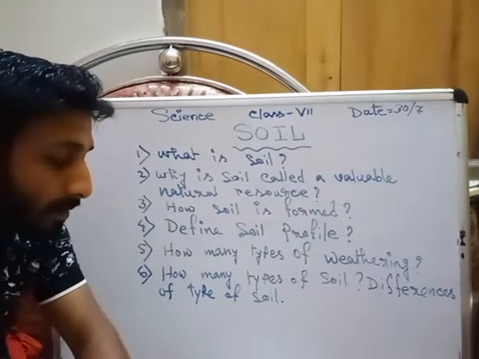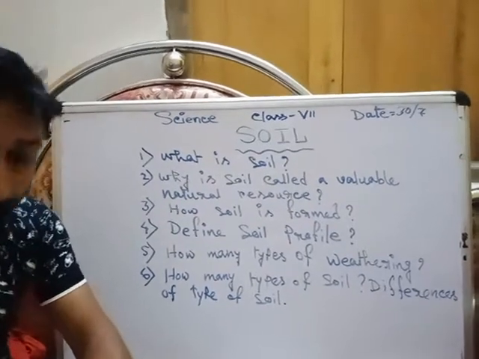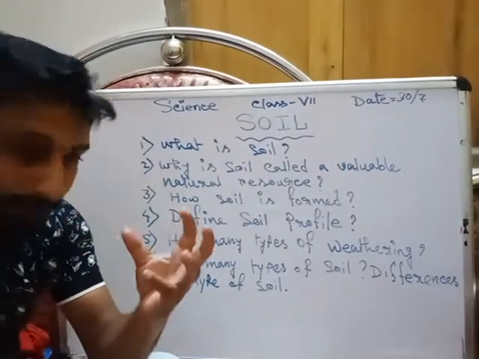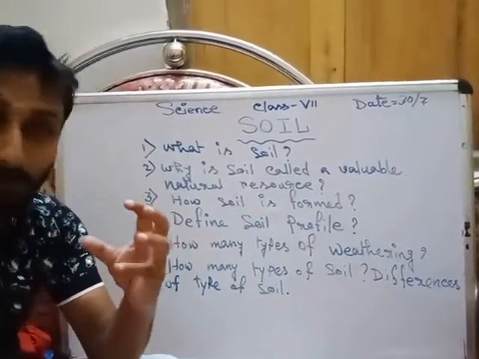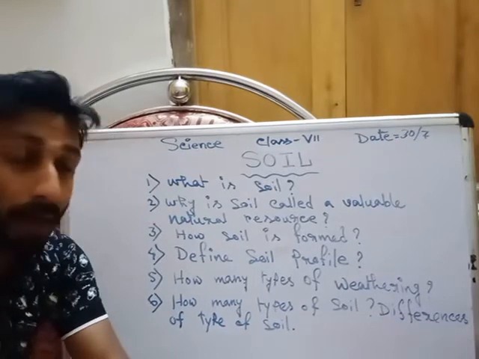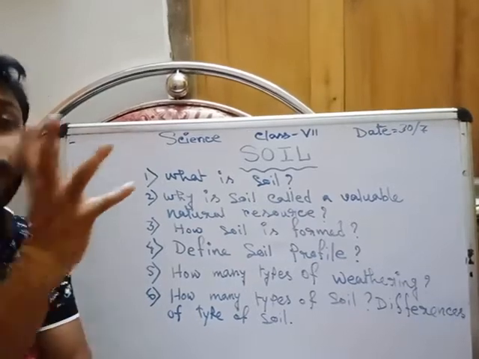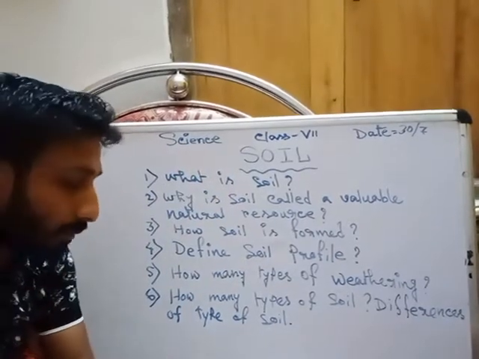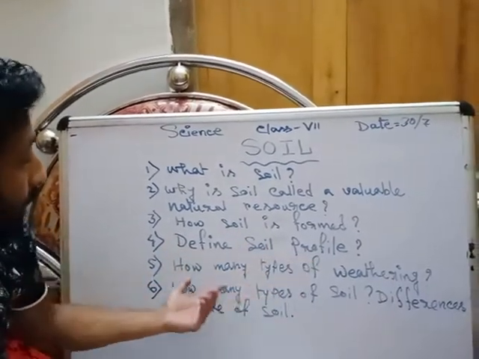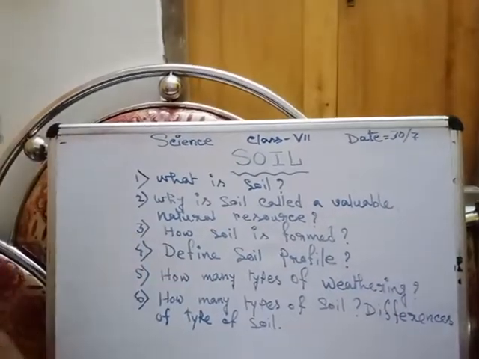The process of soil formation by the breaking down of rocks is called weathering. It is the process of soil formation by the breaking down of rocks, and it is called weathering. So I will tell you again what weathering is. Weathering is the process of soil formation by the breaking down of rocks. Then I will tell you how many types of weathering there are in soil formation. There are two types of weathering.